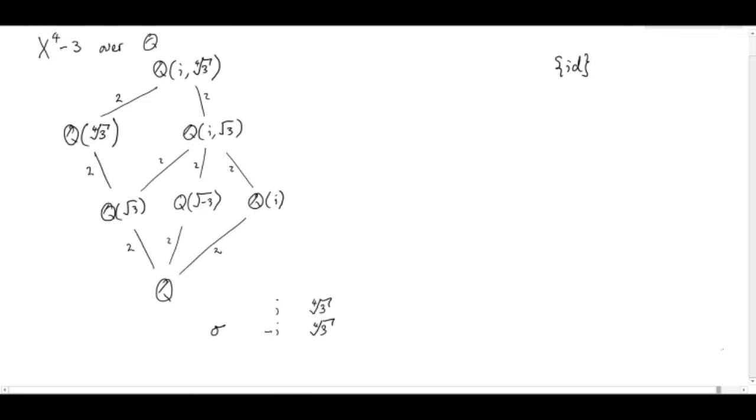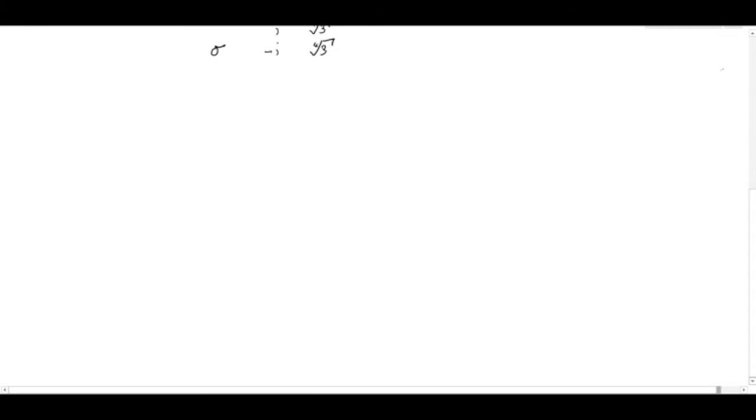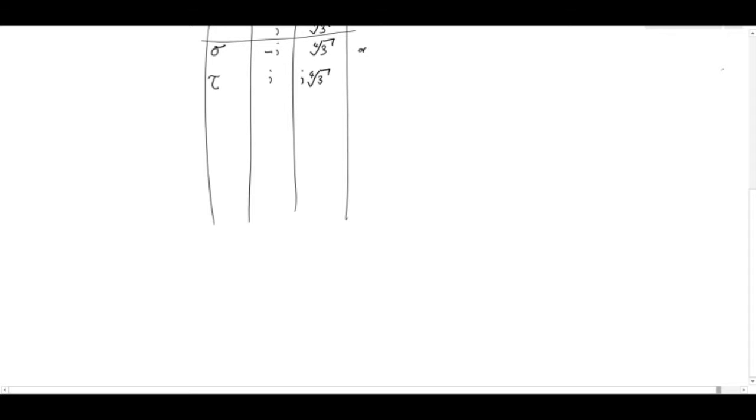What else can we do? What other type of automorphism do we have? Well, there should also be an automorphism that maps the fourth root of 3 to one of its conjugates. So let's say it maps it to i times the fourth root of 3, and let's say that this one keeps i fixed for now. What is the order of this automorphism tau? The order of sigma is 2. What's the order of tau?